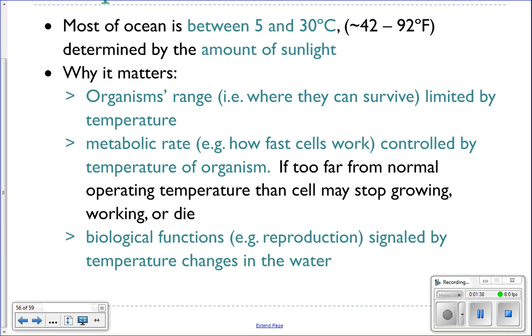The temperature is also going to affect some biological functions like reproduction. So reproduction of many animals is actually signaled by temperature changes in the water. So when the temperature changes, like it warms up to a certain point, that will signal certain things to spawn or reproduce.